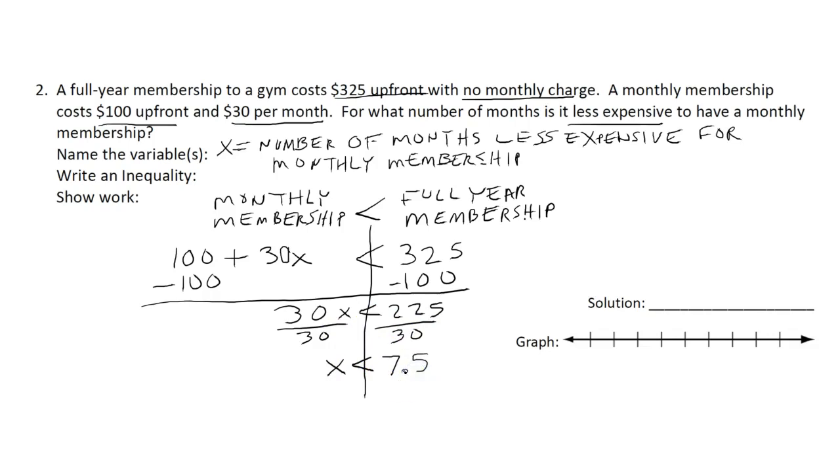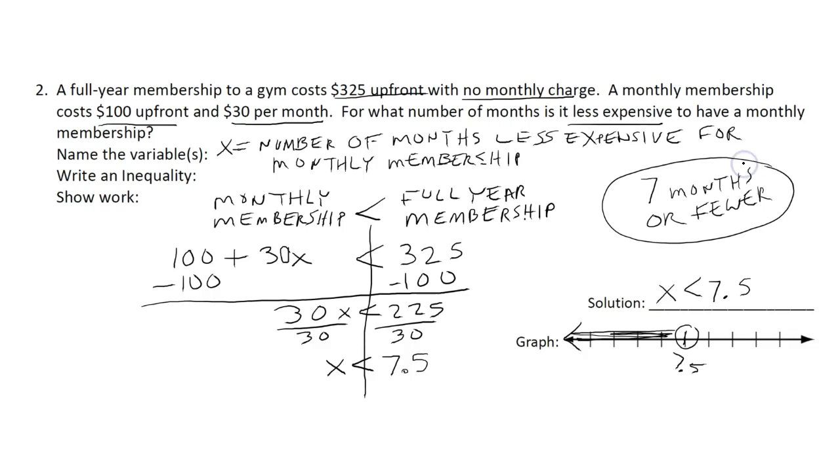To show the solution algebraically, simply write x is less than 7.5 and graph the solution as usual. To give the solution in words, we need to remember that we can only buy a monthly membership per month, so our answer in words would be 7 months or less. It is cheaper to have a monthly membership for 7 or fewer months.